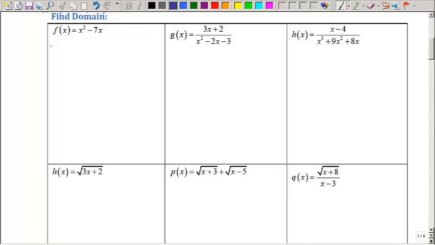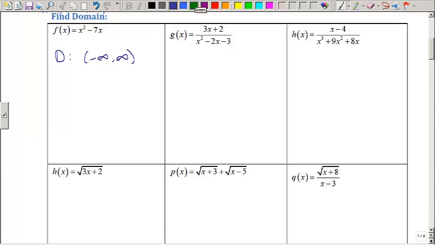So I want to think about, does this have a rational function? Do I have an x in the denominator? Well, no, I don't. So there's no problems there. I'm never going to have a denominator of 0 because there are no x's in the denominator. Do I have an even root here? Well, no, I don't. So my domain is going to include all real numbers, negative infinity to positive infinity. There are no bad values or any need to exclude any values, so I use all real numbers.